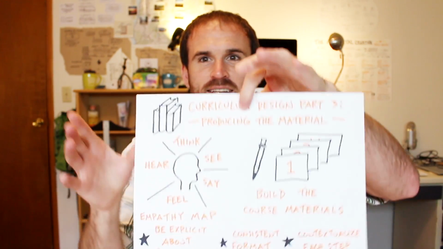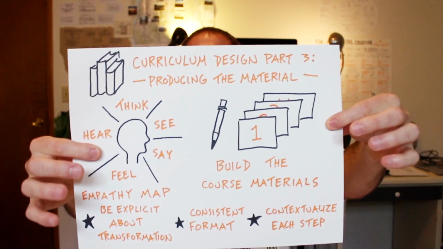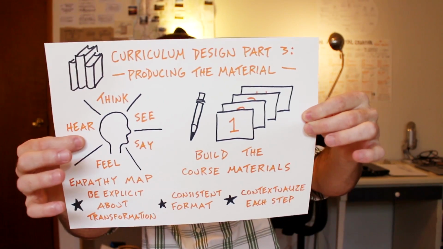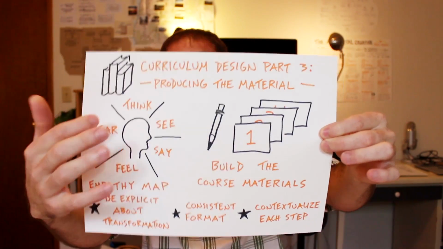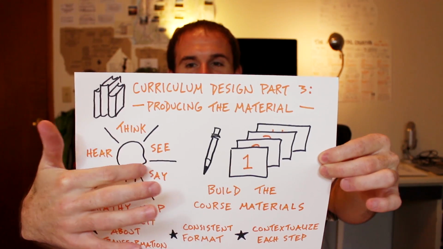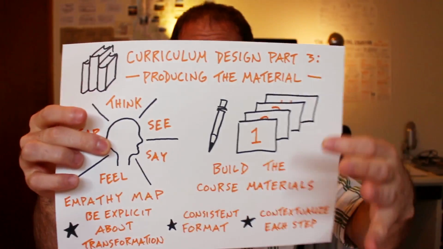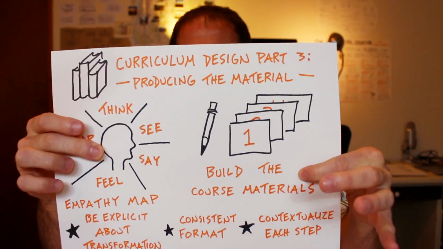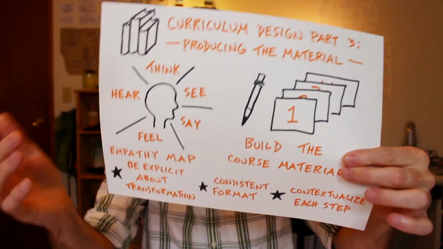So your task now is to complete these 2 steps. Create an empathy map for your typical student to get a sense of where they are, and keep that empathy map in mind while you are building out your course materials, while keeping these 3 tips in mind as well.